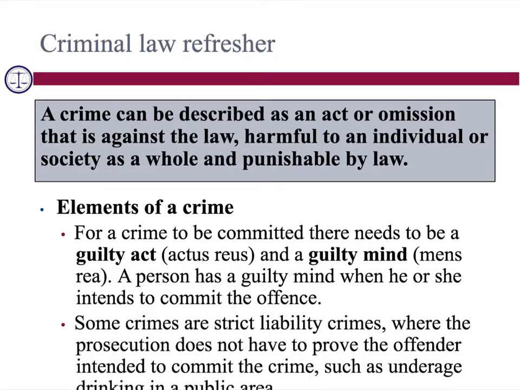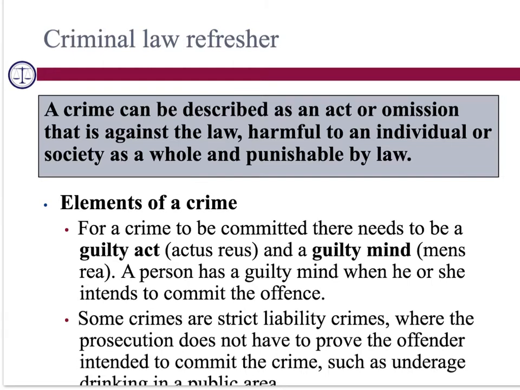A crime can be described as an act or omission that is against the law, harmful to an individual or society as a whole, and punishable by law. So some of the elements of crime. For a crime to be committed, there needs to be a guilty act, otherwise known as actus reus, and a guilty mind, otherwise known as mens rea. A person has a guilty mind when he or she intends to commit the offence. Some crimes are strict liability crimes, however, which means the prosecution does not have to prove that the offender intended to commit the crime. So an example of this would be an underage drinking offence in public.